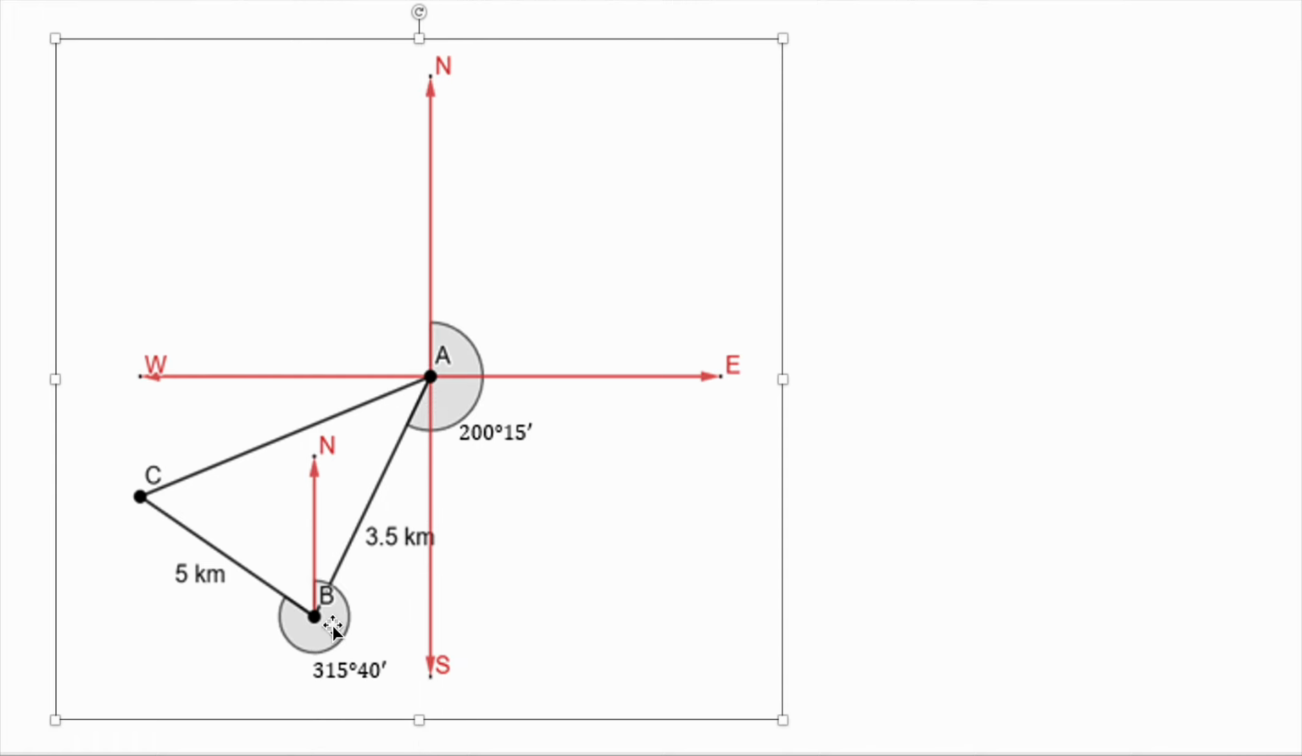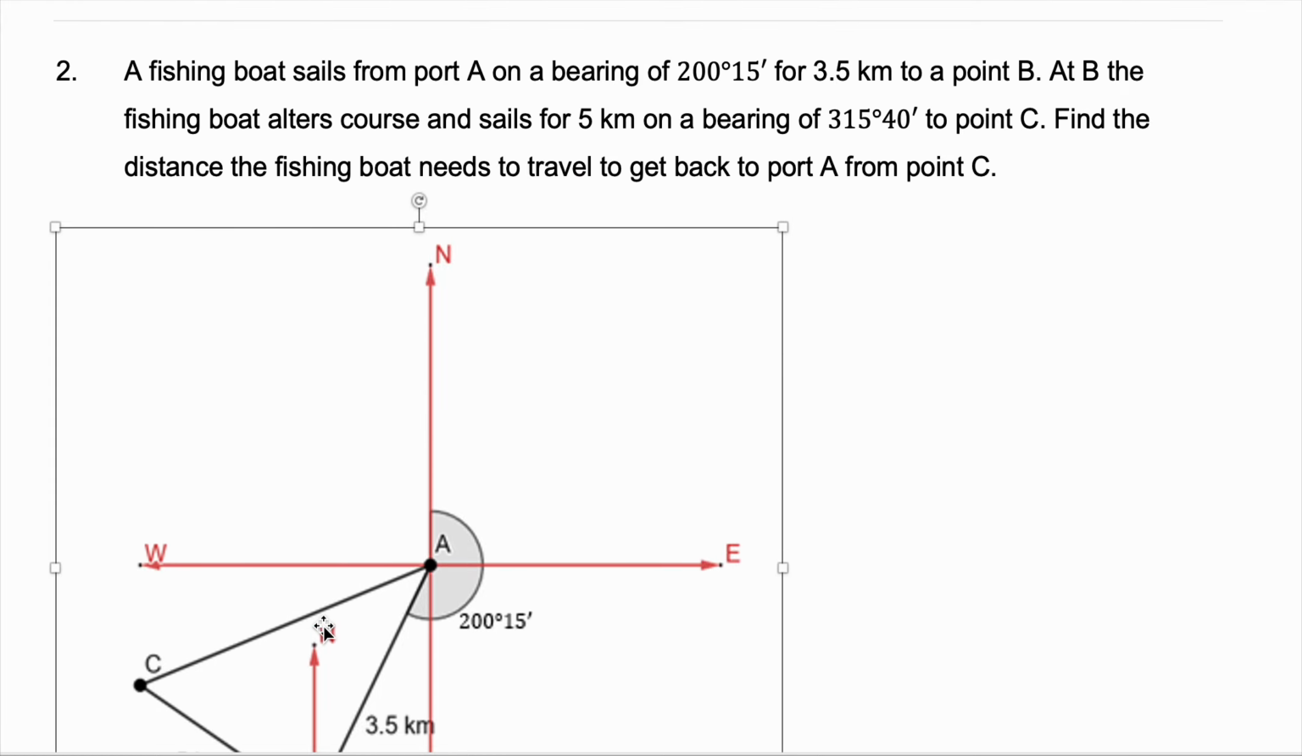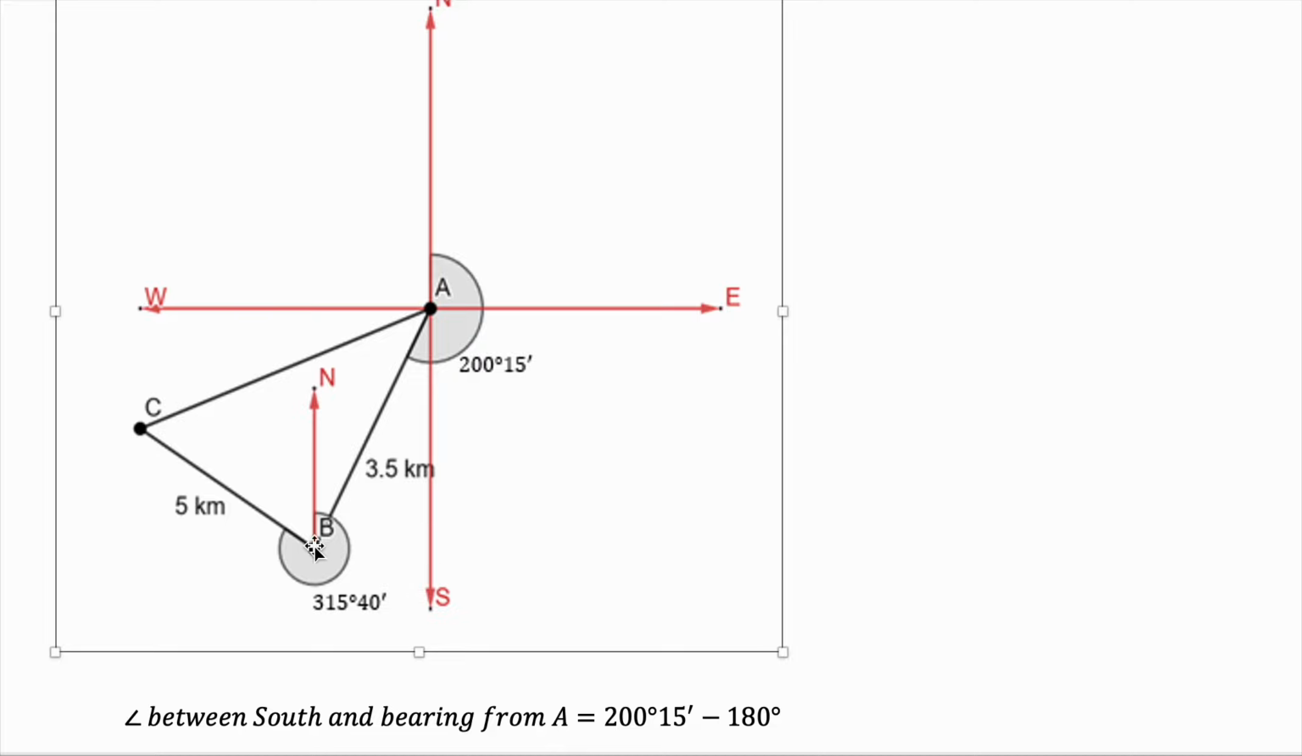And then it's going to point B, and at B the fishing boat alters or changes the course and sails for 5 kilometers on a bearing of 315 degrees 40 minutes to point C. So at B, draw your true north, and then from there you measure 315 degrees 40 minutes with your compass, and then draw another line for the length of 5 kilometers. So this is how you would have done it.